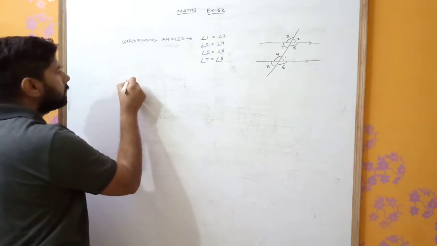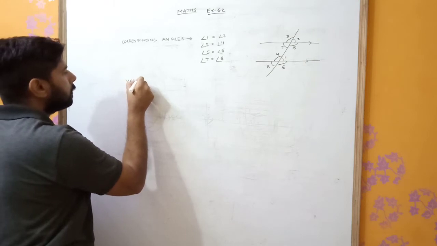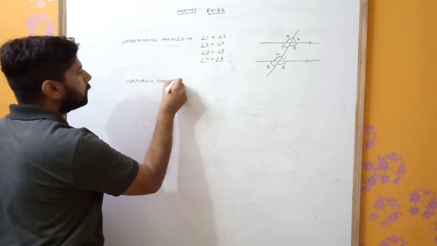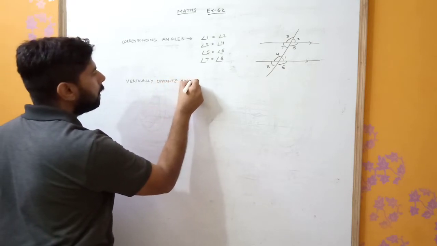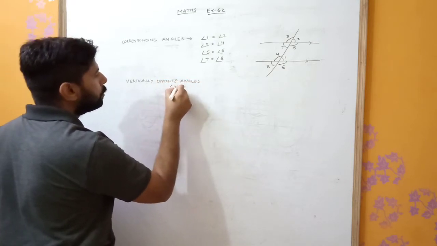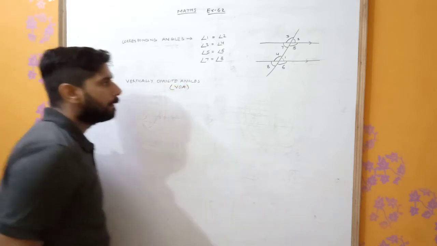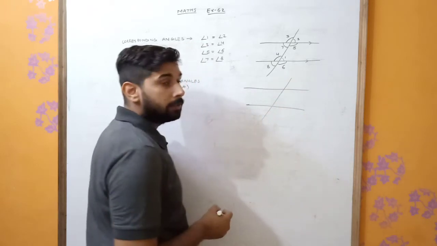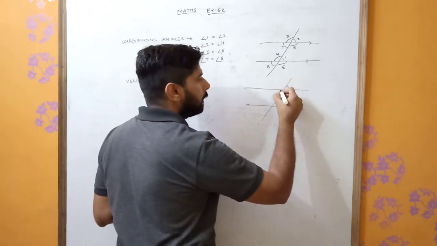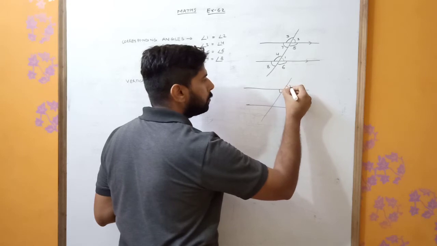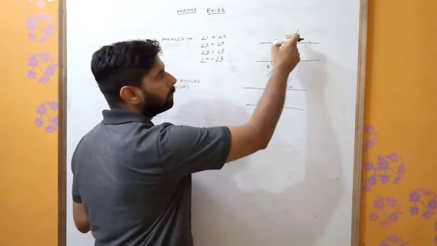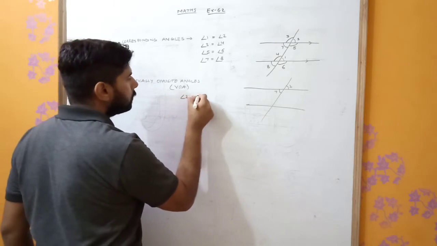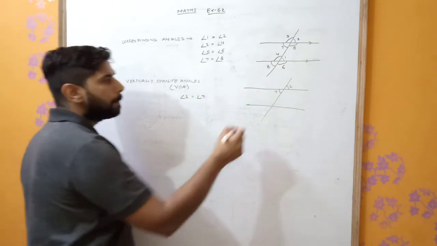Last time we discussed vertically opposite angles. Short form we should write it as VOA. If two parallel lines are there, again a third line intersects these two lines. So this angle is equal to this angle. This is 2 and this is 7. So angle 2 is equal to angle 7, vertically opposite angles.